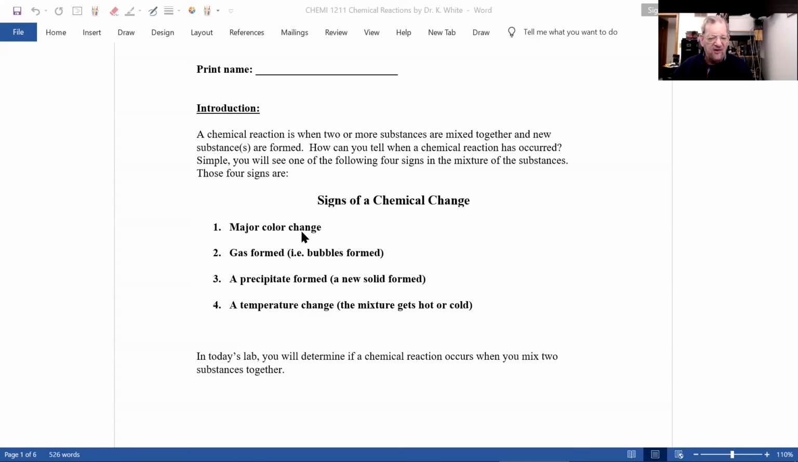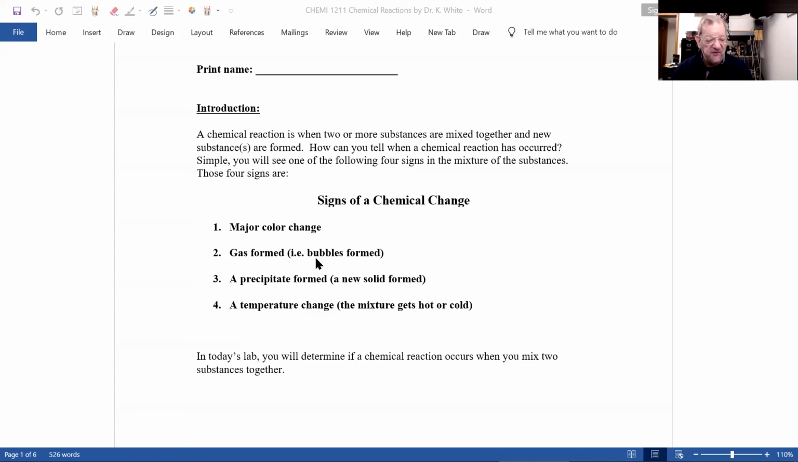All right, the next way you can tell you have a chemical change is when you mix 2 or more things together and you see a gas form. How can you tell gases? That is, you see bubbles form. So whenever you see bubbles formed when you mix 2 things together, you know you've had a chemical reaction or change. And the next thing is a precipitate forming.